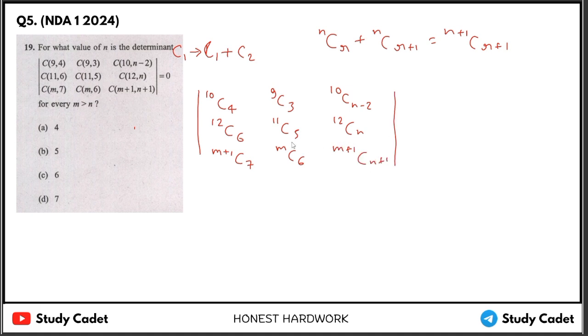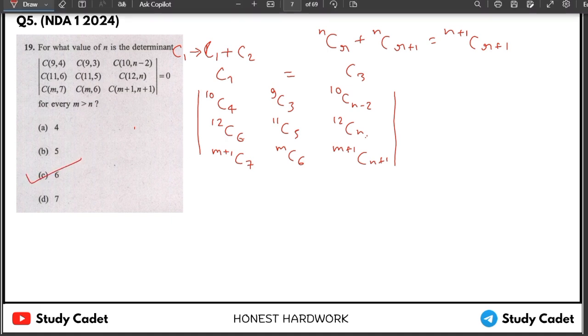If you observe this determinant, when will it be 0? When two columns or two rows are the same. So if we put n equal to 6, then column 3 and column 1 will be equal: 10C4, 10C4, 10C6, 12C6, and the same. So that's why C will be the correct answer.